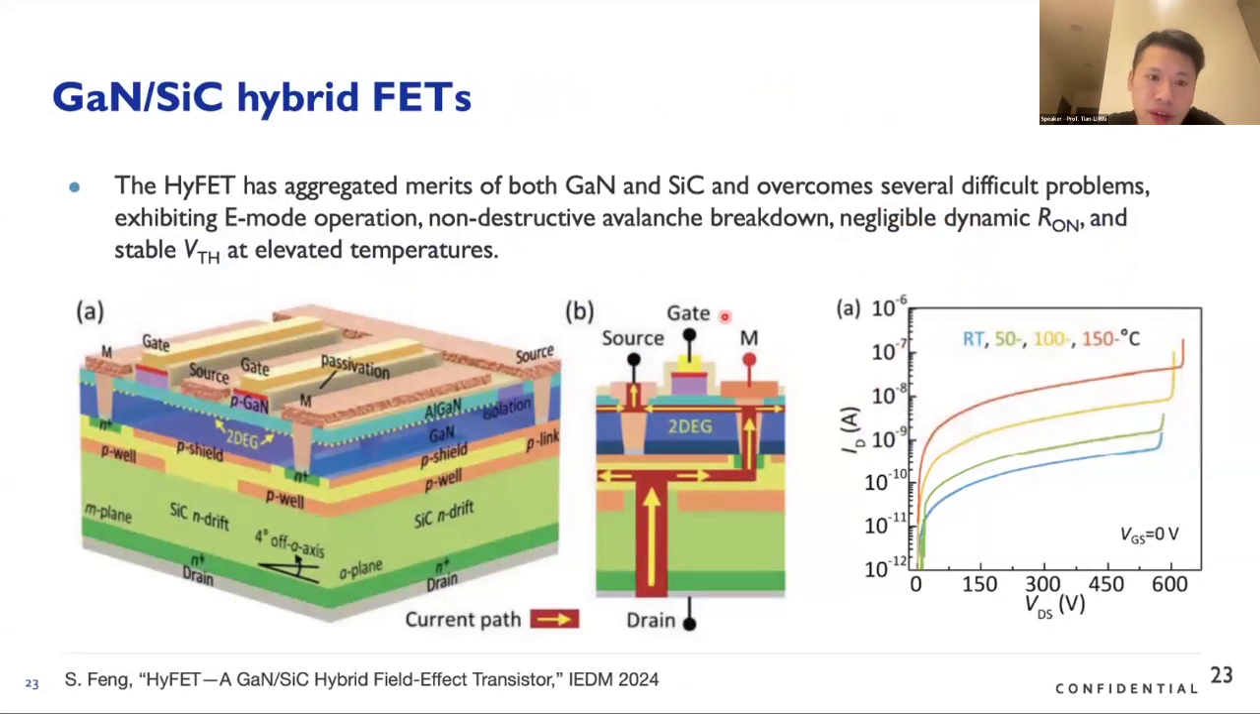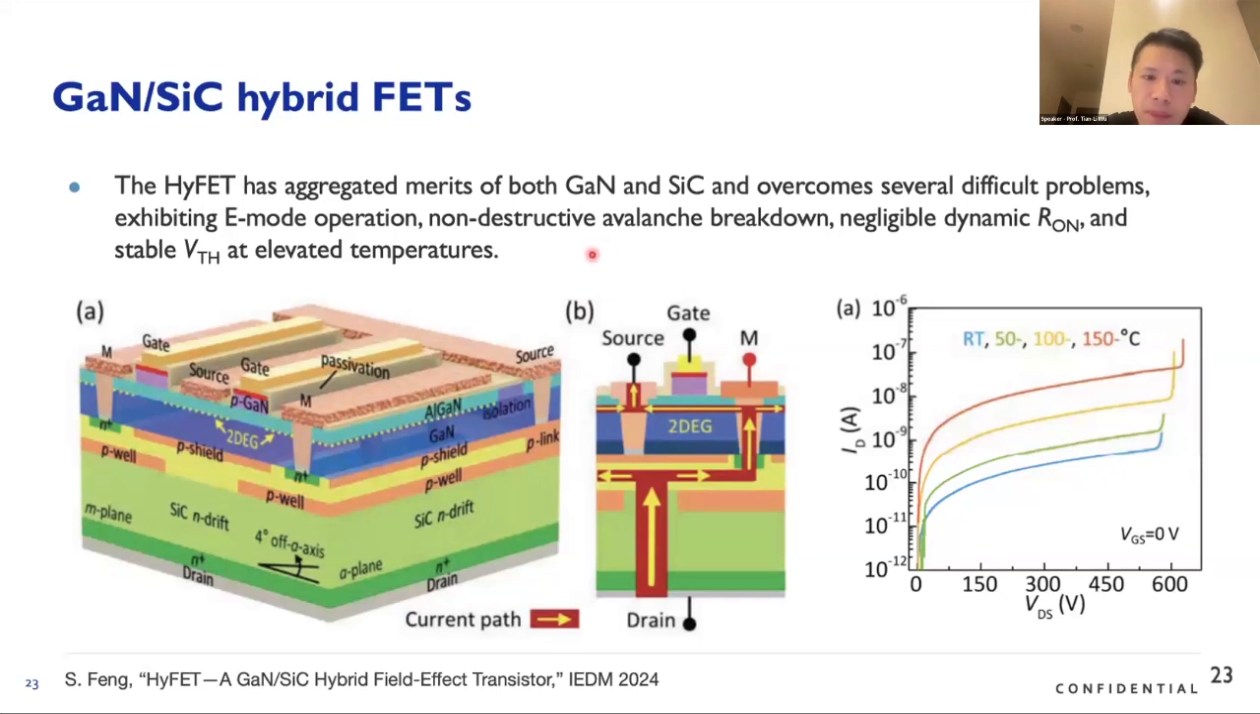And also, at last year's IEDM, Professor Kevin Chen from HKUST, Hong Kong University, also demonstrated the hybrid FET combining the gallium nitride HEMT with the silicon carbide drift region. As you can see the device structure here, this is a vertical transistor, and the drain is at the bottom side, and the silicon carbide N-drift region is used to sustain the high voltage drain. Once the current flows up to this layer, it will start to go through the gallium nitride HEMT. So the upper part is a gallium nitride HEMT. This is the first demonstration to combine the GaN HEMT with the silicon carbide.